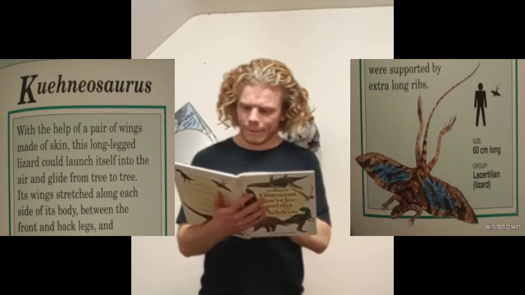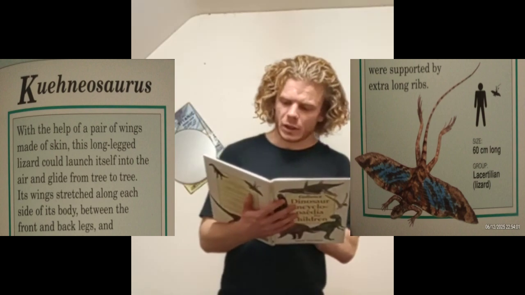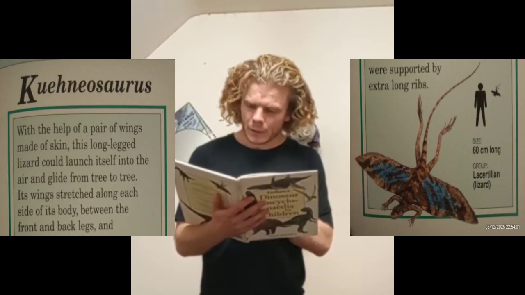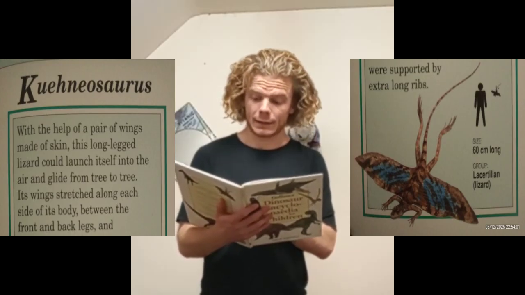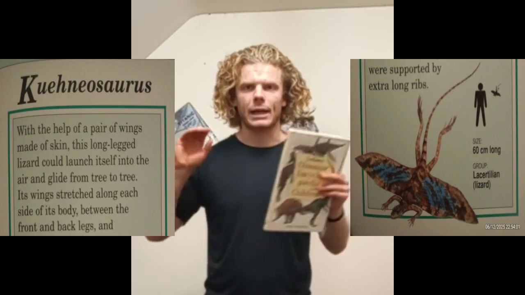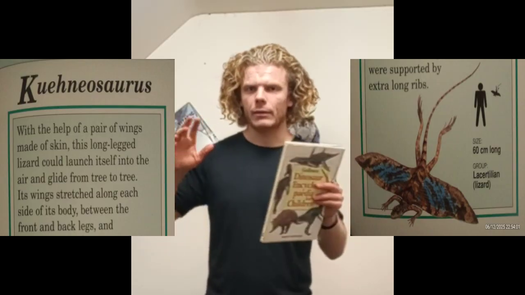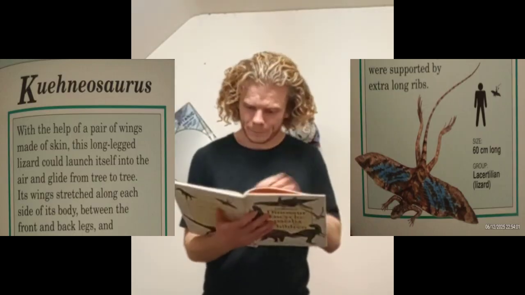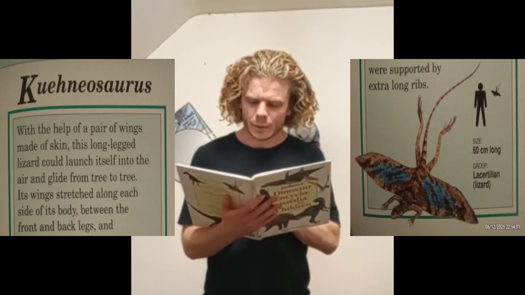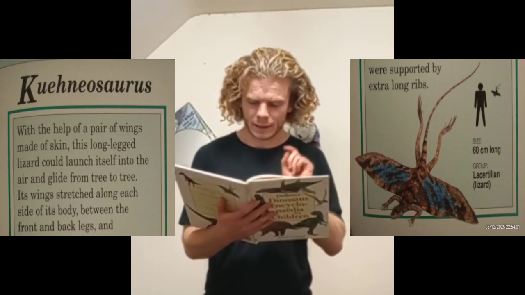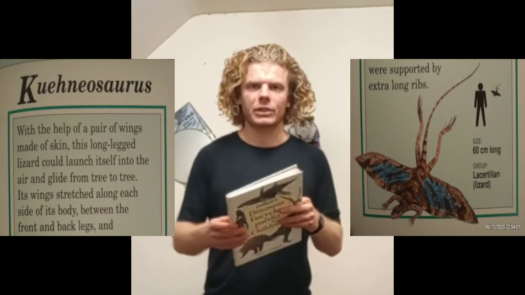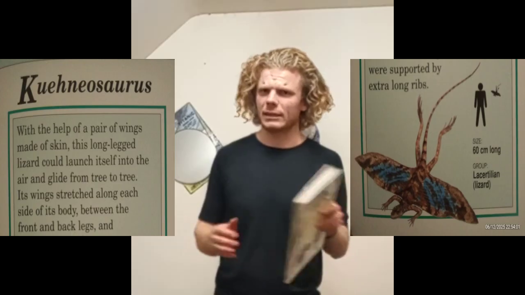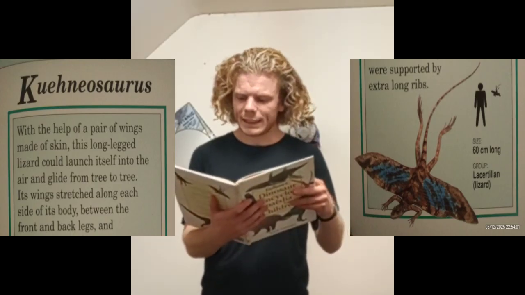Okay. Its wings stretched along each side of its body between the front and back legs. Okay, so it had arms and legs, and in the part between the arms and the legs there were the wings. And were supported by extra long ribs. Okay, it had not just a normal rib cage, but ribs going to the outside and supporting the wings. It was 60 centimeters long.